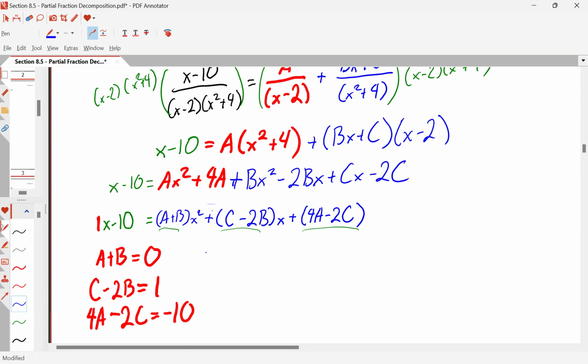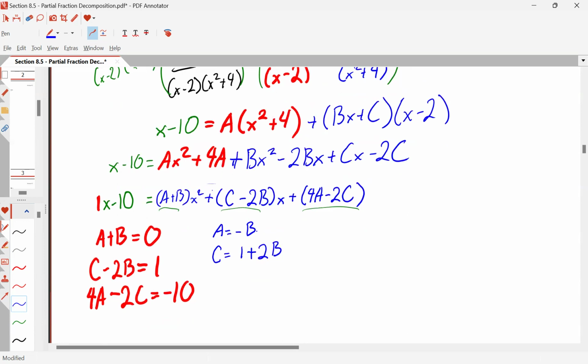a plus b equals 0 means that a equals negative b. And c minus 2b equals 1 means that c equals 1 plus 2b. I'm going to take these 2 equations and put them into this last one to get 4 times negative b minus 2 times 1 plus 2b is equal to negative 10.